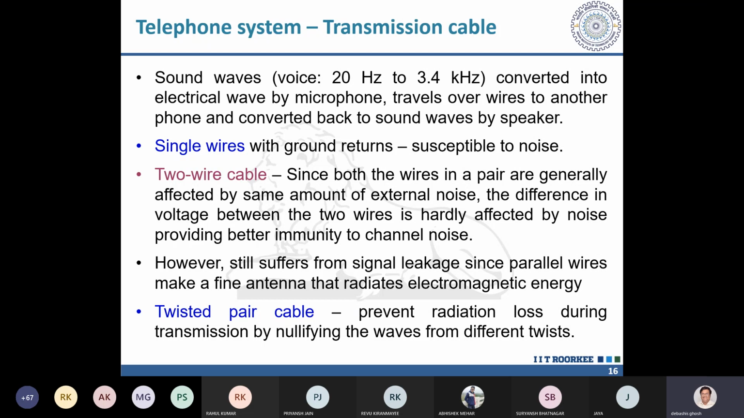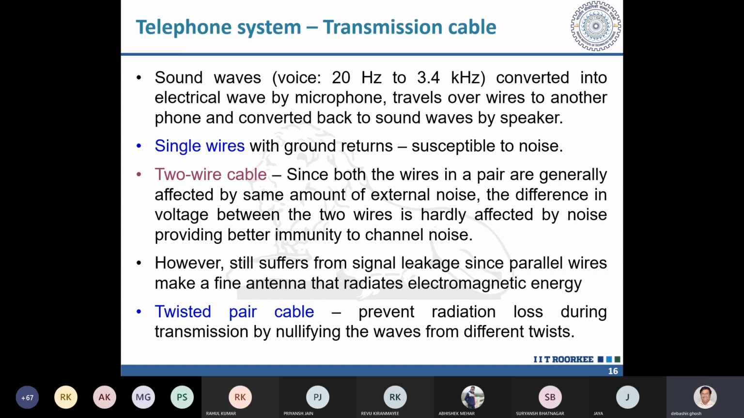But the problem is that this type of single wire system is susceptible to noise, because when you are connecting from one point to another point, there will be some noise in the conductor. You know, thermal noise. When the conductor is heated up, there will be some thermal noise, there is some shot noise and all these things.